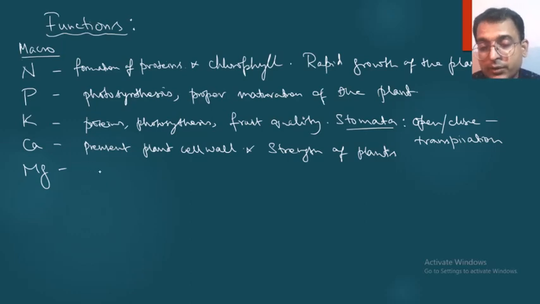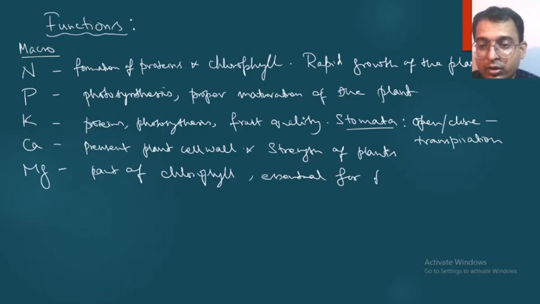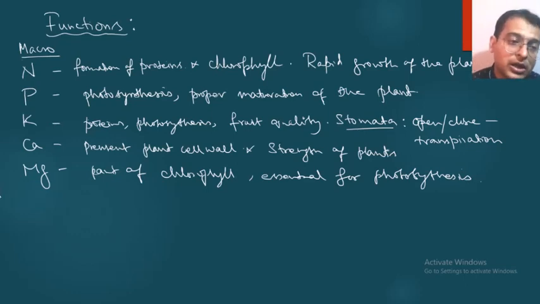Magnesium is important because it is part of chlorophyll. In the structure of chlorophyll, at its center, there is a magnesium ion. Because it is part of the chlorophyll, it is also essential for photosynthesis. So these are a few functions of the macro elements.